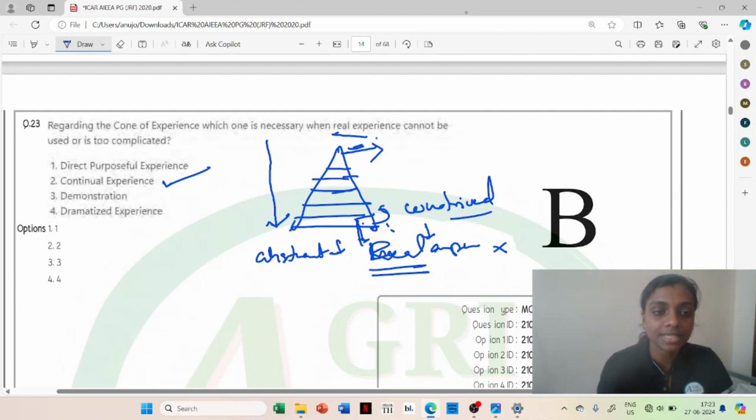So the option is contrived experience, second one demonstration, and the third one will come as dramatized experience, followed by, in the fourth or fifth step, demonstration will also come. Okay, so here the answer is contrived experience.